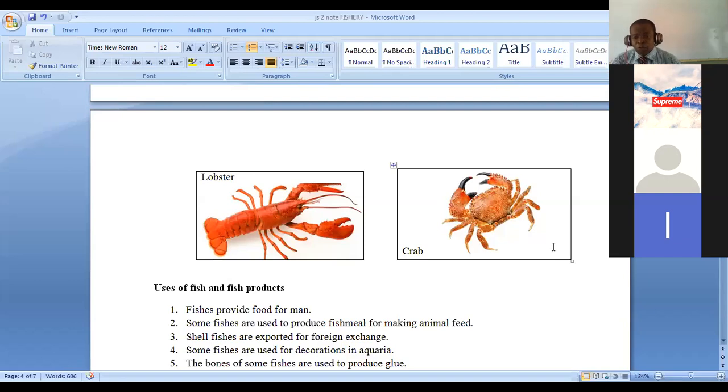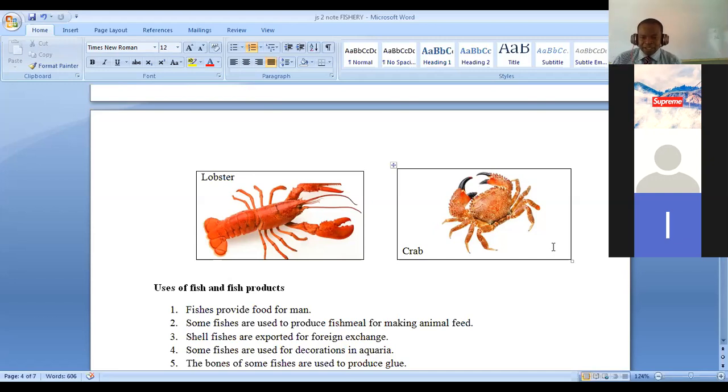Some fishes are used to produce fish meal for making animal feed. Now, this is the meaning. When fishermen go to the sea, sometimes they catch fishes that are not eaten by man. When they have separated those eaten by man, the others they process into fish meal. In your JS2, I explained to you the process of making fish meal. So the fish meal is mixed with the feed of animals like poultry feed, pig feed, rabbit feed, and other animal feed. That's the second use.